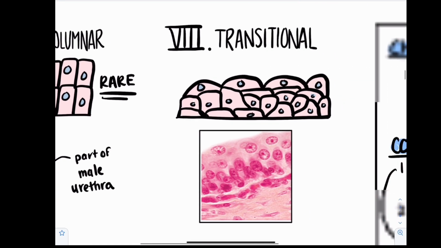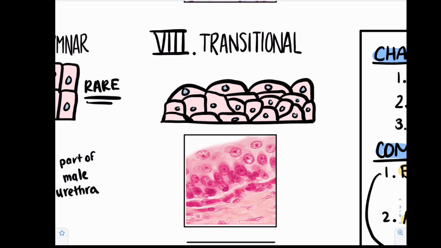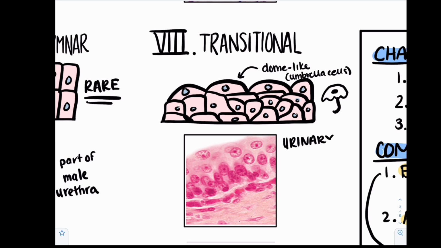Lastly, there is transitional epithelium, which resembles both stratified squamous and cuboidal. The cells on the apical surface are dome-like and sometimes called umbrella cells. Their shape is designed this way so they can stretch and permit distension. This type of epithelium lines the urinary tract, such as the ureters, the bladder, and part of the urethra.